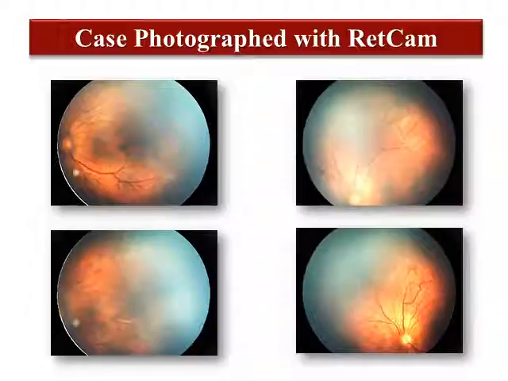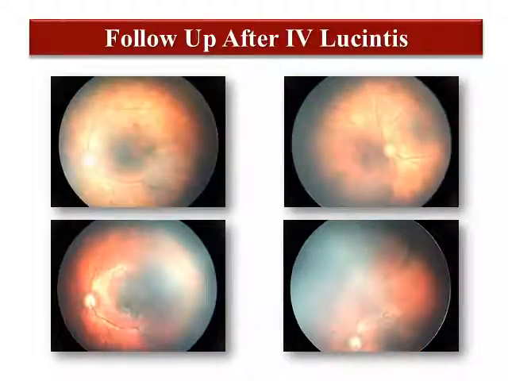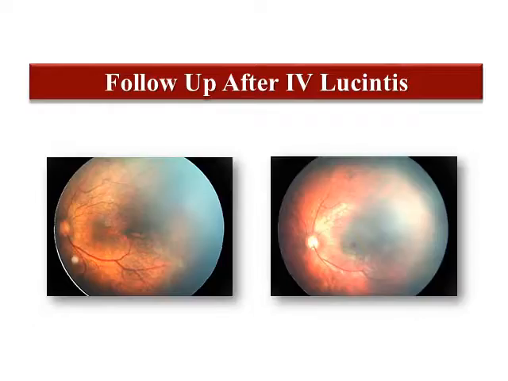Pictures taken with RetCam. You can see here the peripheral vascular abnormalities leading to a ridge, to a demarcation line. Again, peripheral vascular abnormalities seen superiorly. This is a ridge. Follow-up after treatment with Lucentis, nearly complete vascular regression of the abnormalities with restoration of the normal vascular pattern.